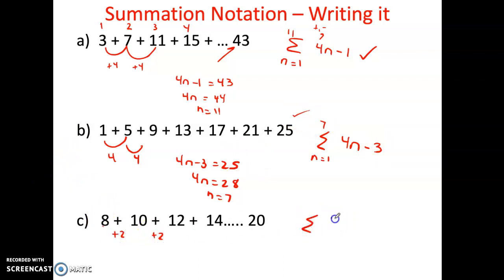So in summation, we're going to have 2n, but if you put 1 in, you're not going to get 8, you're going to get 2. So we have to add 6. See if that works. If we put 2 in there, we'll get 4 plus 6 is 10. 3 in there, 6 plus 6 is 12. So that's the right expression.